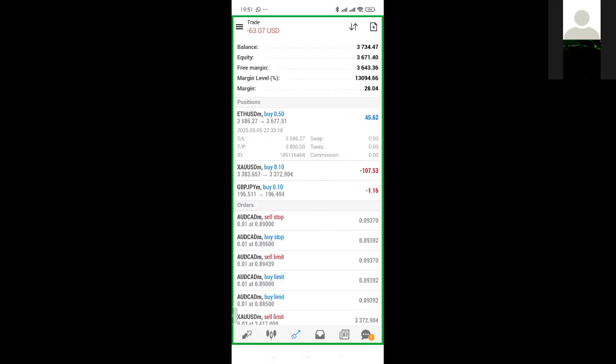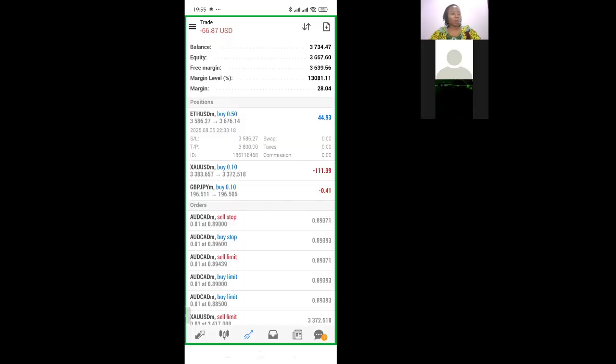What are you seeing as the stop loss? 3586.27. Yes, so this simply means that if this market reverses and goes back to entry, you won't lose money, but you won't make money either. Okay. So now we have succeeded in reducing our risk, right?